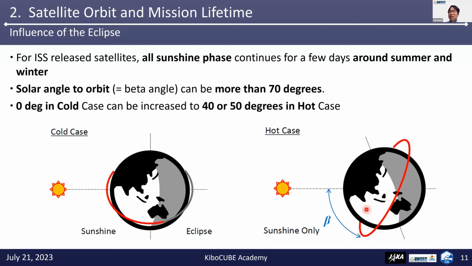And in the hot case, the sun shines every time and there is no eclipse phase. It means that the satellite temperature can converge to a much higher temperature. In the cold case, it is 0 degrees Celsius, and it can increase to 40 or 50 degrees in the hot case. So don't forget about this phenomenon.